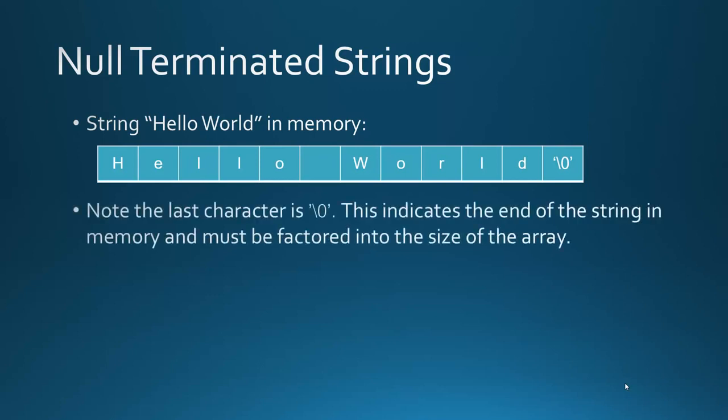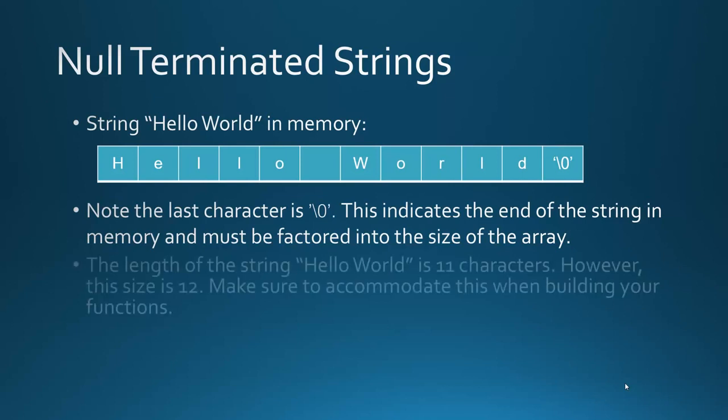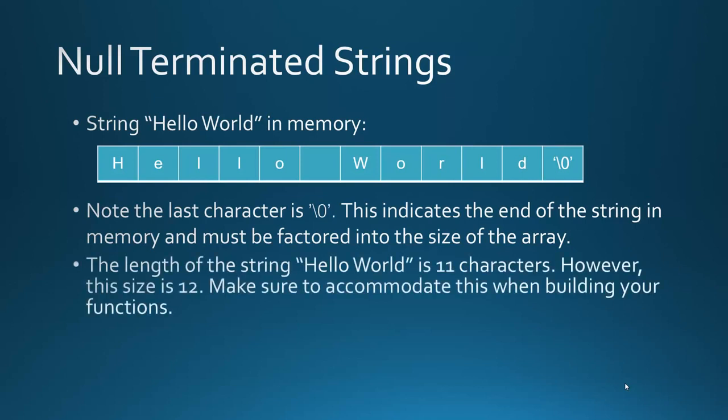So the last character is a \0, and this indicates the end of the string, and it has to be factored into the size of the array. Notice that the length of the string hello world is 11 characters. However, the size of the array is 12 because of that null termination character.